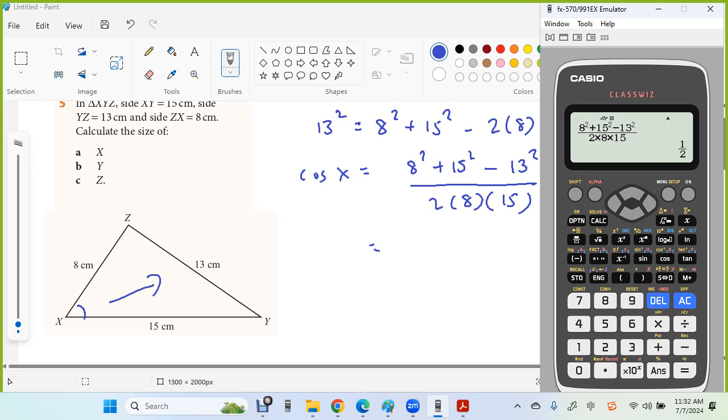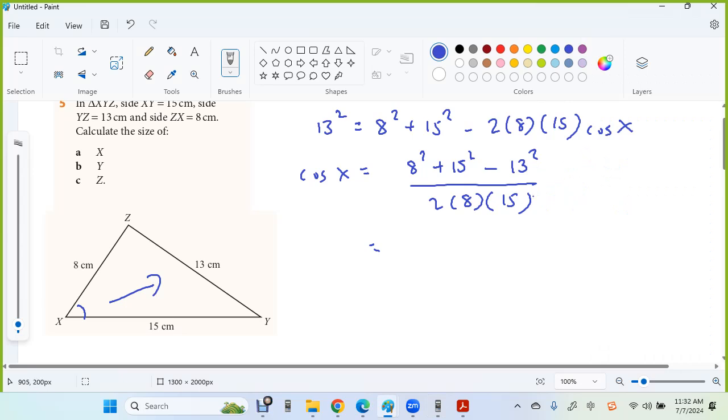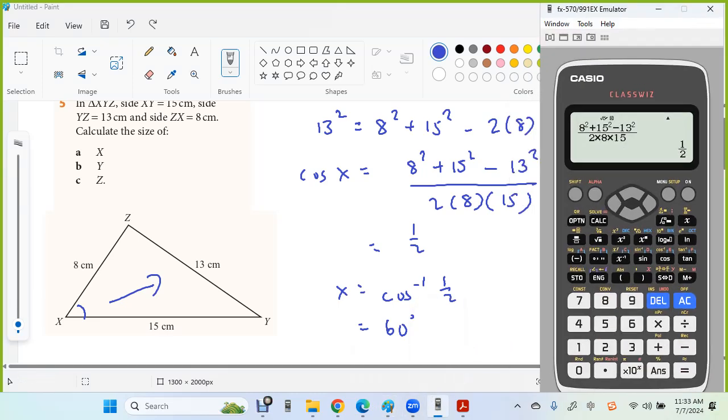Then we will have half. So this is equal to half. Then x will be the arc cos of half. Arc cos of half will be 60 degrees. This is a special angle. Arc cos of half will be 60 degrees.